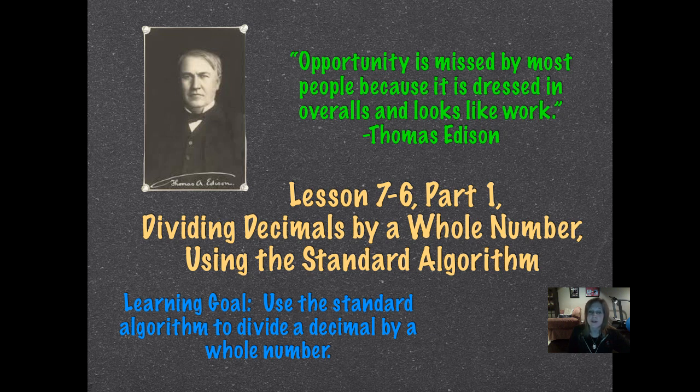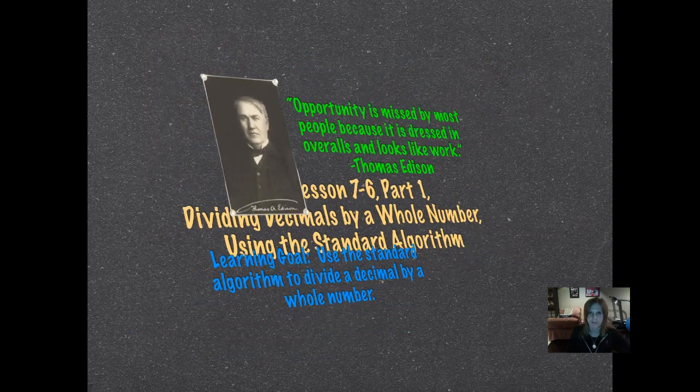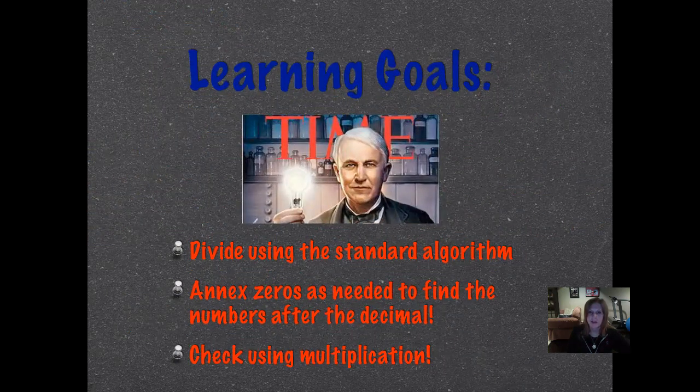Our learning goal is to use the standard algorithm to divide a decimal by a whole number. Here it is. We're going to divide using the standard algorithm. That's important. These are not difficult division problems, but I want you to really try the standard algorithm tonight. You might find you like it better with decimal division. We're going to be annexing zeros as needed to find the numbers after the decimal, and we're going to check using decimal multiplication. So let's get started.